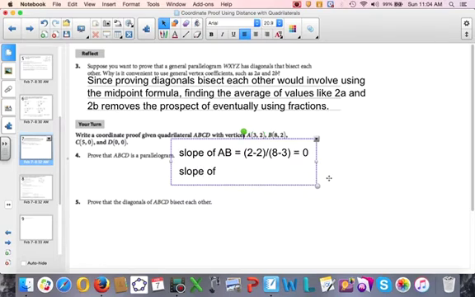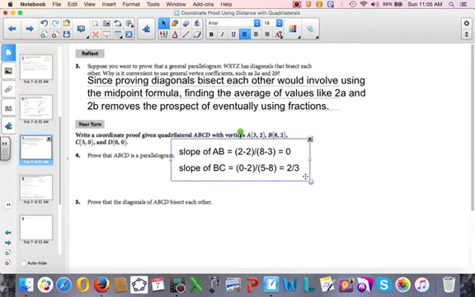The slope of BC, this time I'm looking at this point and this one, same formula, y's over x's, so that's 0 minus 2 over 5 minus 8, and that simplifies to positive 2 over 3. Let me clarify, 0 minus 2 is negative 2 and 5 minus 8 is negative 3, but a negative over a negative simplifies to a positive.